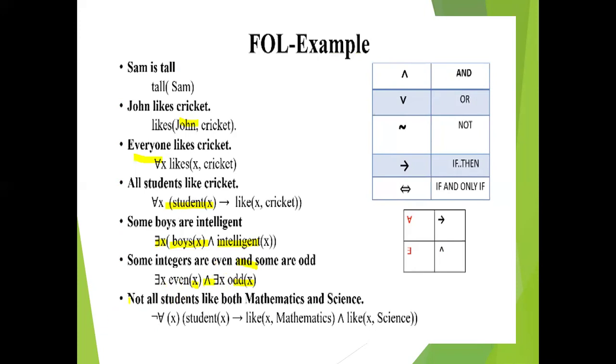Next is, not all students like both mathematics and science. First, for all, we are going to represent only the positive part first. For all X, student of X. If X is a student, then X likes mathematics and, in the question they have given both mathematics and science, so and X likes science. Here for not we are giving the negation symbol.